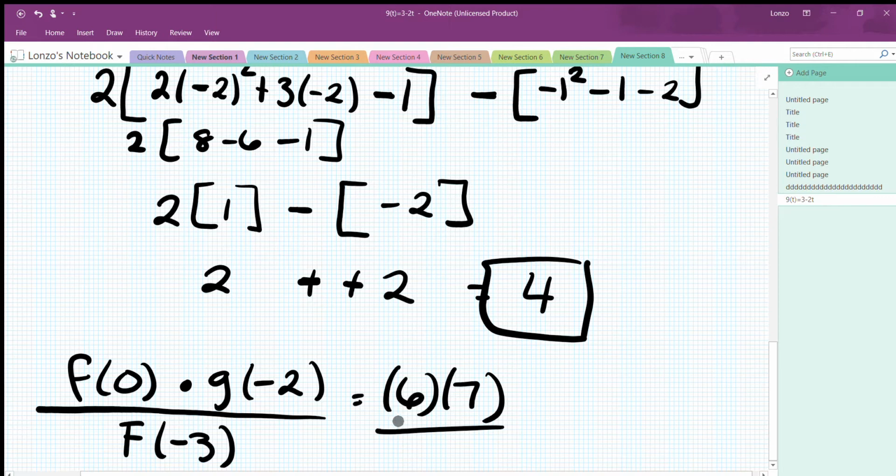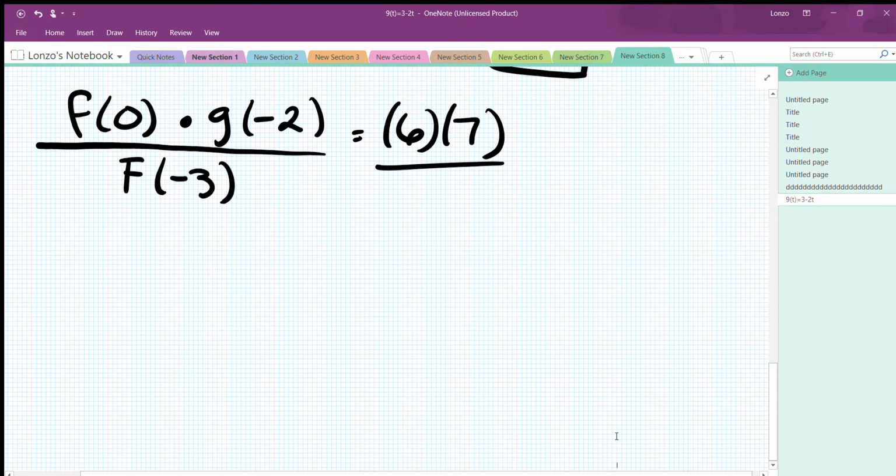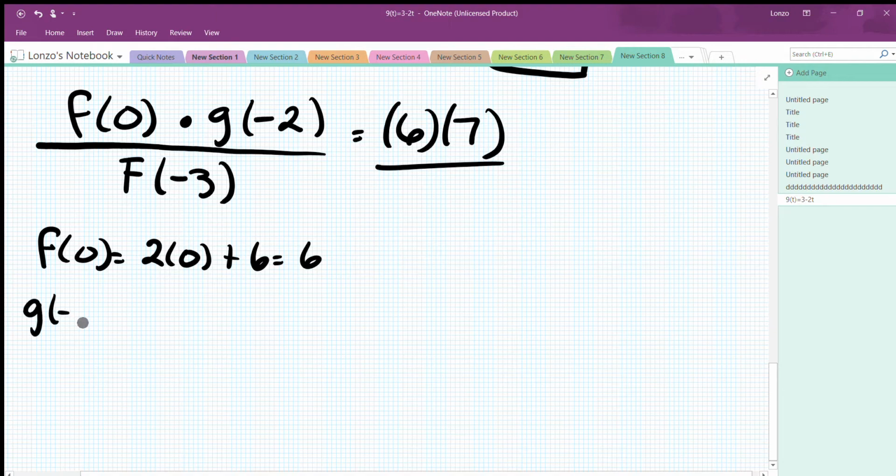And then when you plug in, yeah, I think I went a step fast. So let me show you how I got 6 when you plug in f of 0. When you plug in f of 0, you're going to get 2 times 0 plus 6. And that gives us 6. And when you plug in g of -2, you're going to get 3 minus 2 times -2, which is 3 plus 4, which is 7.